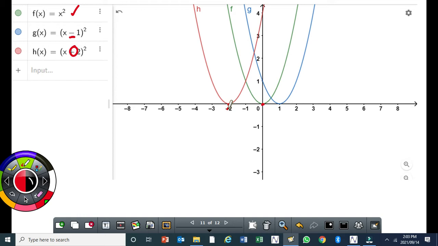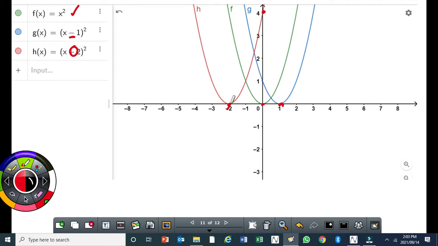Also, the graph now has a y-intercept which is equal to 4, which is here, because of that horizontal shift. Right? So, first thing, we can explain or describe the relationship between f and h. We can also connect the graph of g and h. If you move the graph of g by 3 units to the left, you will get the graph of h.